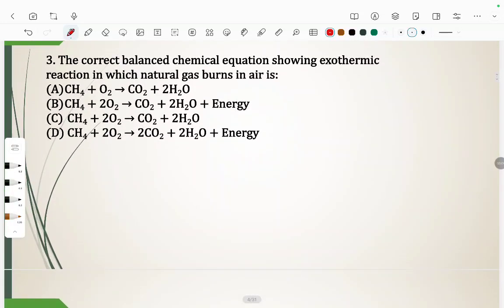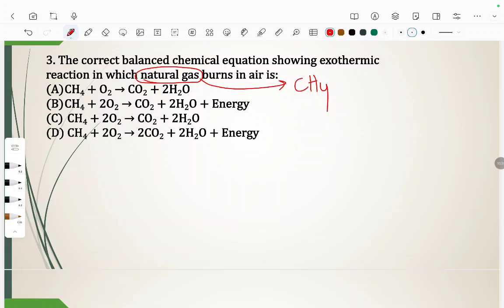Okay. Next, third one. The correct balanced chemical equation showing an exothermic reaction in which natural gas burns in air. Natural gas. So you should know what is natural gas. You know already, that is CH4. And in all the options, CH4 is given to you, so no need to worry. But in case the teacher wants to test you, he or she can give you alternatives.